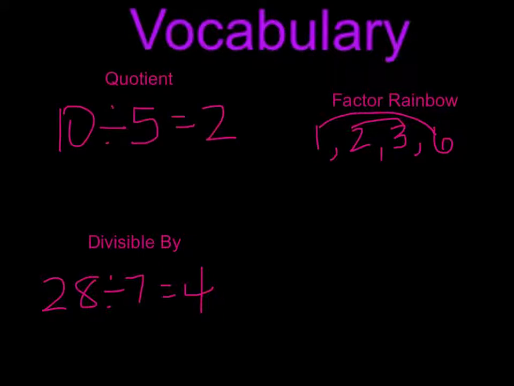Next, we have the word quotient. This is the result of dividing one number by another number. For example, in 10 divided by 5 equals 2, 2 is the quotient.